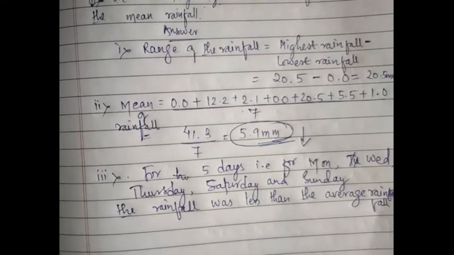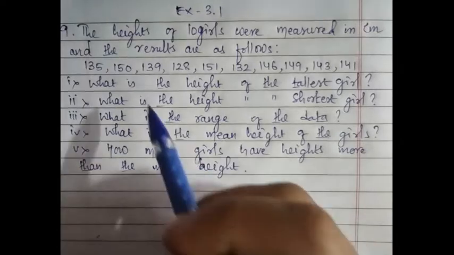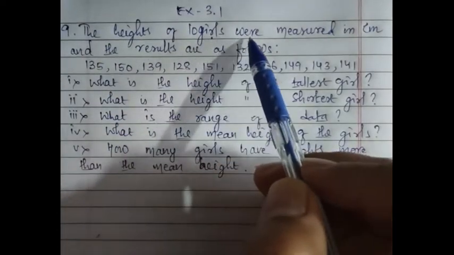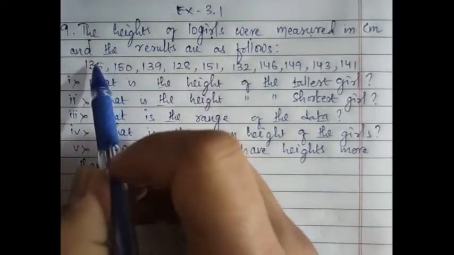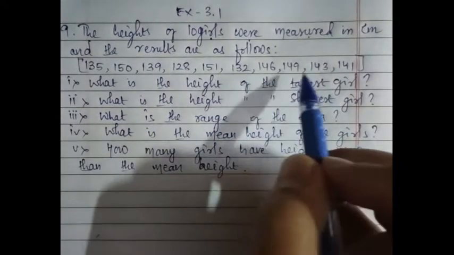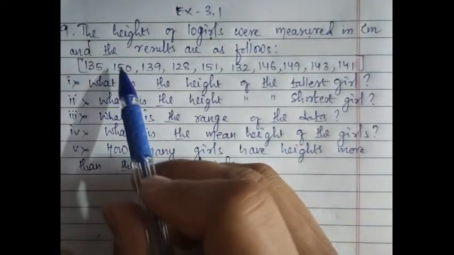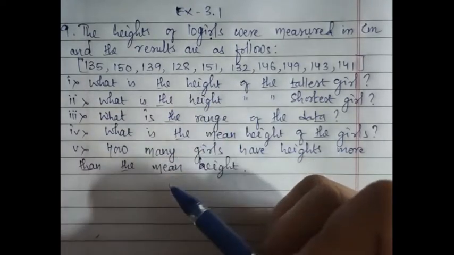Alright students, I hope you have understood this. So with this we are over with question number 8 also. We have solved 3 questions only. Now let us proceed to solving question number 9. Here we have question number 9 from exercise 3.1. The heights of 10 girls were measured in centimeters and the results are as follows. So this is the height of the 10 girls measured in centimeters. By looking at these values you have to solve the questions given in the problem.